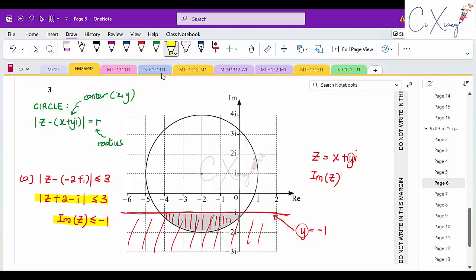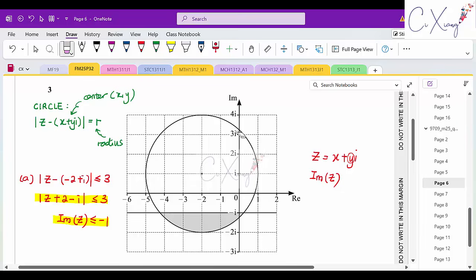Okay, so if we combine the two inequalities just now, one region is bounded by the circle and another region is bounded by the line, below the line of -1. So the intersection area for these two inequalities will be exactly what they show us in the diagram. Alright, so there are no specific steps for you to follow. You have to know in general the locus formula in complex number form for a circle, and also how to write y equals -1 in terms of the complex number. Alright, so these two will be the answer for part A.